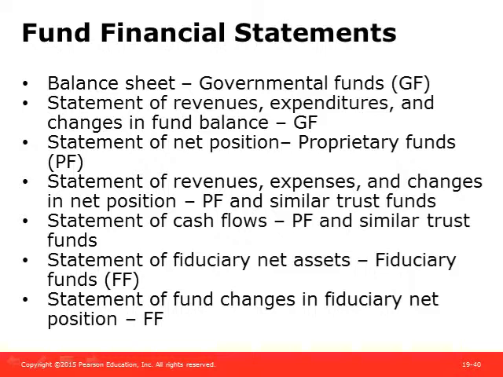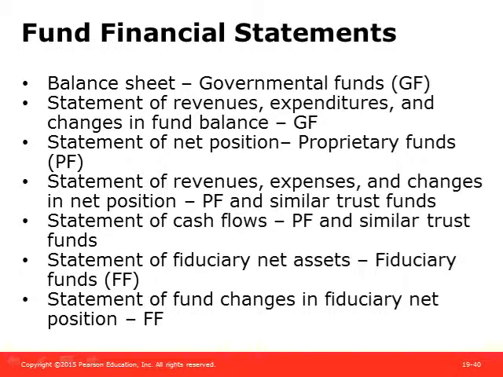And then we get into the fund financial statements. With this, we can see the different types of financial statements that are required when reporting on governmental funds. So there's the balance sheet, statement of revenues, expenditures, and changes in fund balance for general funds, statement of net position for proprietary funds, the statement of revenues, expenses, and changes in net position for proprietary fund and similar trust funds. We have statement of cash flows, statement of fiduciary net assets, and statement of changes in fiduciary net assets.